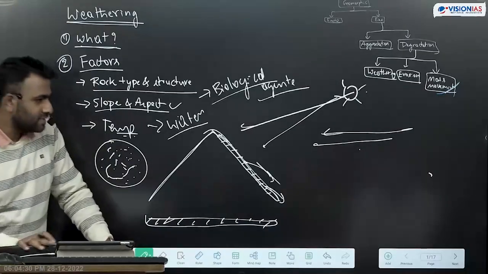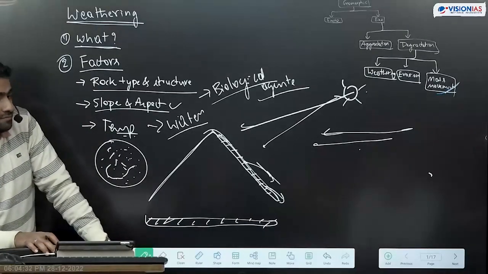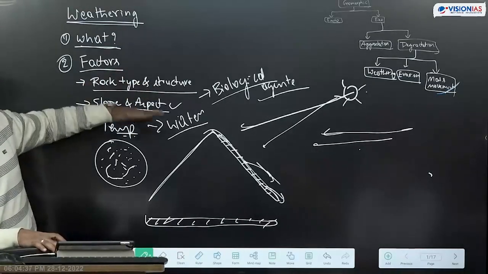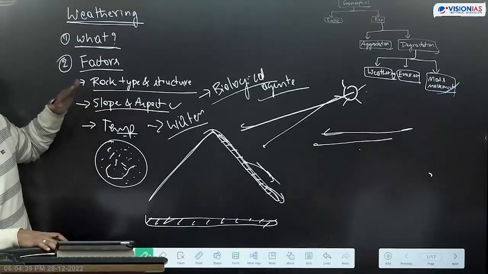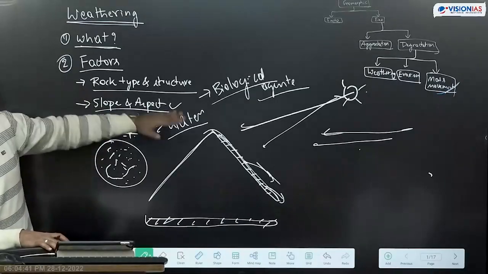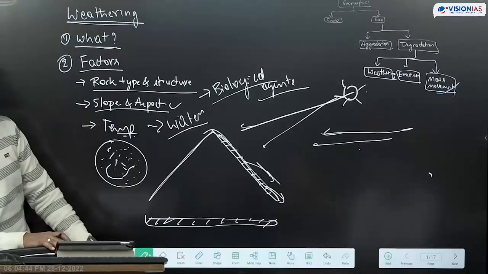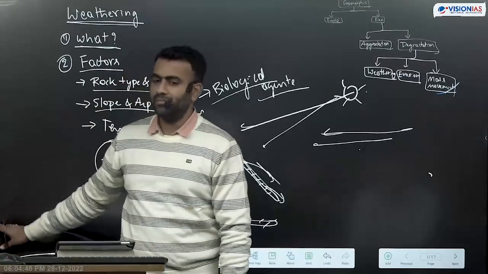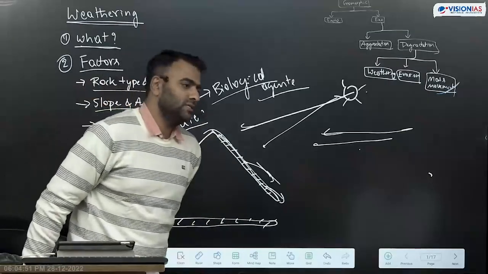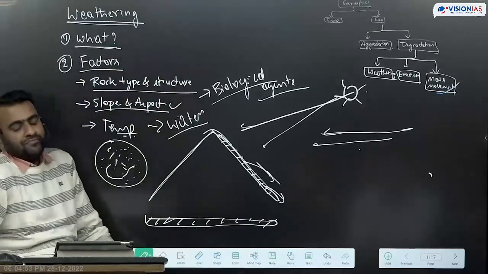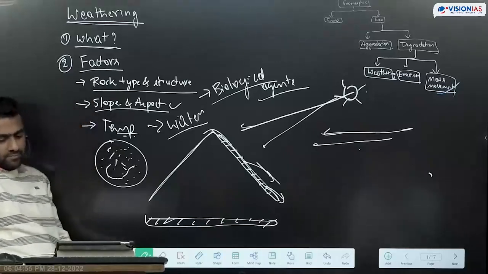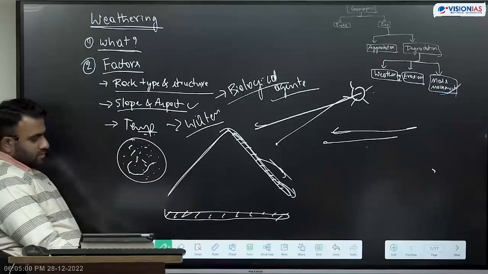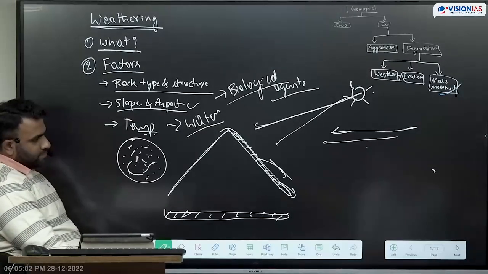5 important factors will decide the rate of weathering. Rock type and structure. Second one, slope aspect. Third, temperature. Fourth, water. Fifth, biological agents. So this is what creates differences in weathering from one place to another. इसलिए तो अलग अलग जगह में अलग अलग रेट में चलता है weathering. Right. First one, rock type and structure.